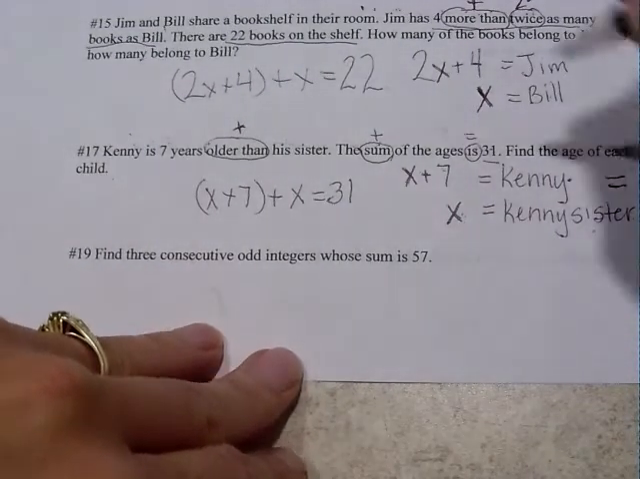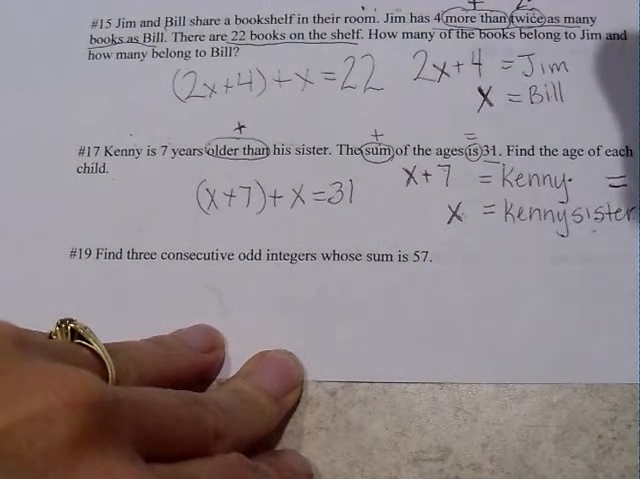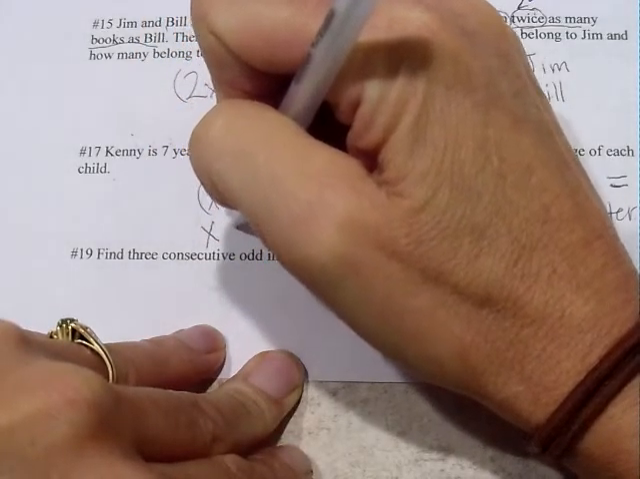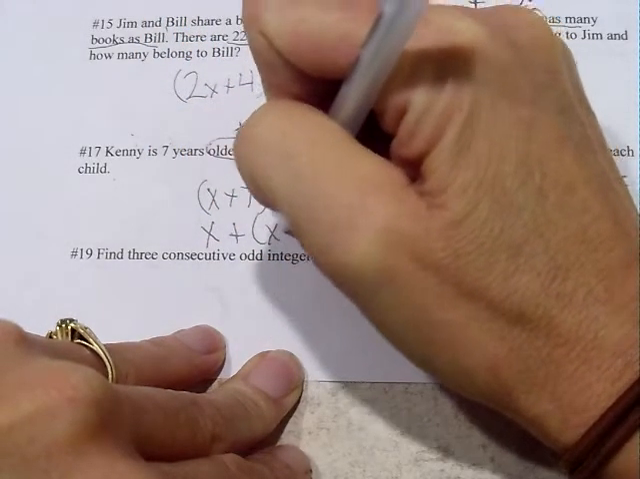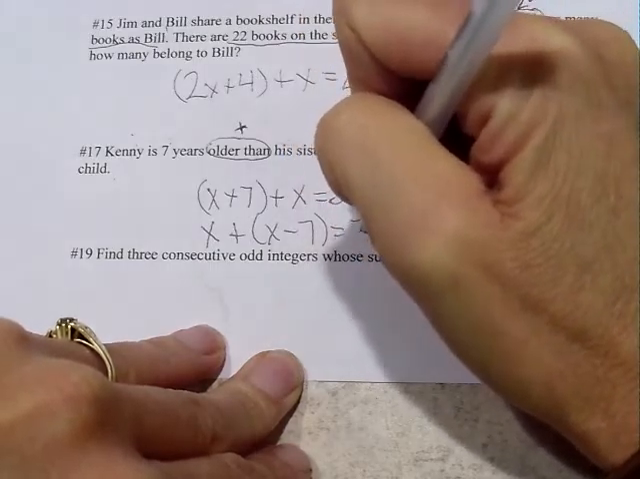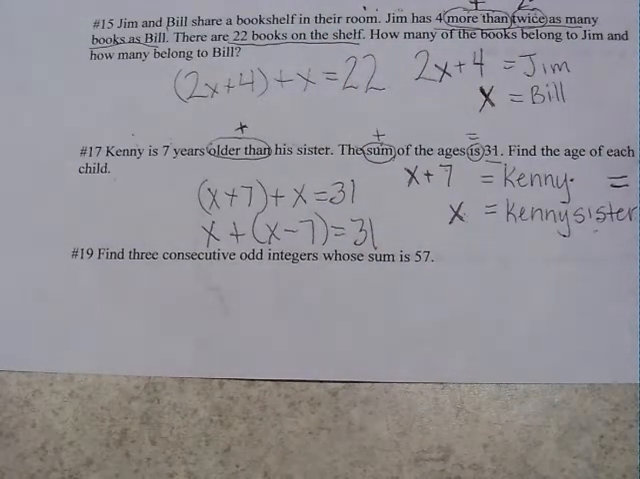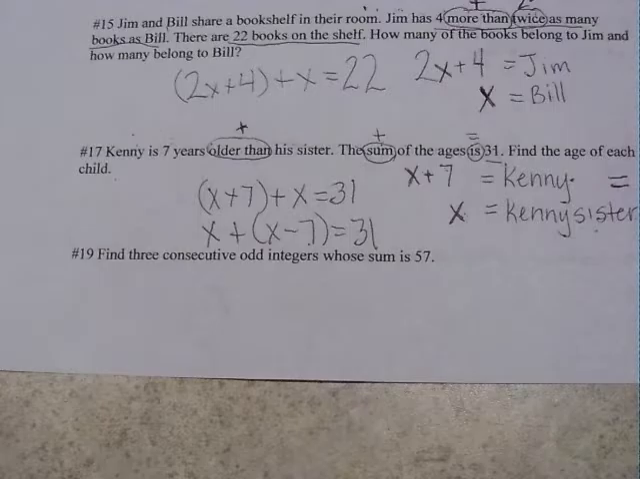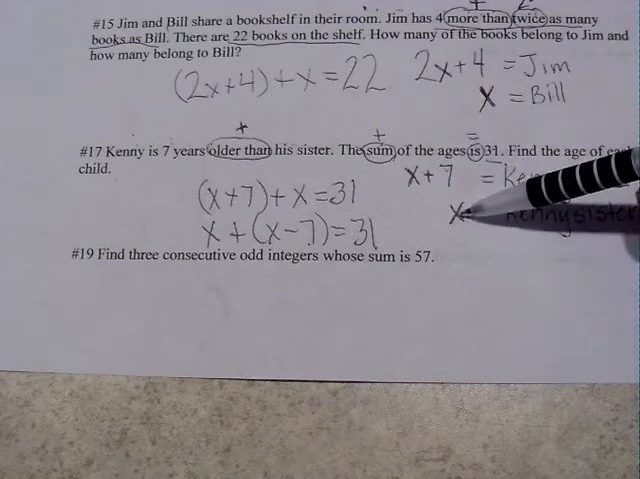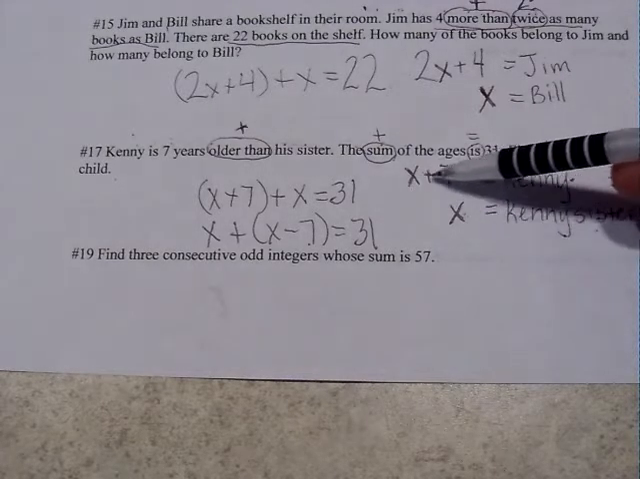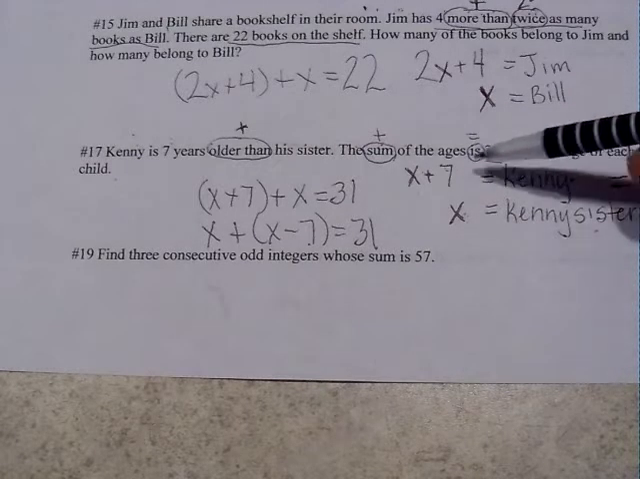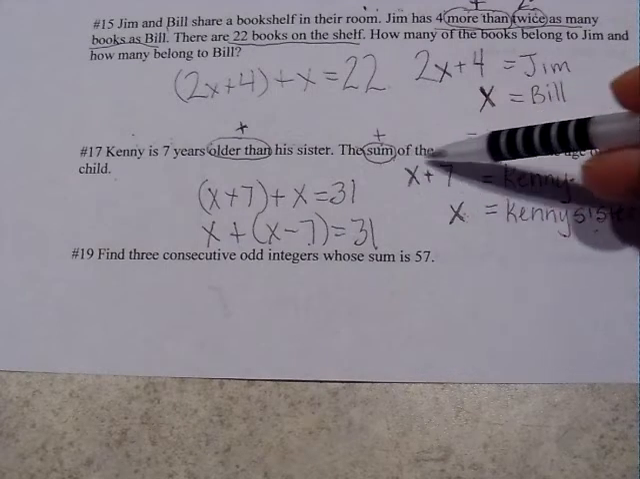If we write that equation out here, the sum of both of these again: x plus x minus 7 equals 31. So when you solve it, x is going to be a higher number because it's Kenny's age. And then you're going to subtract the 7 from it to get sister's age. When you do it this way, the x is going to be the smaller number, and you're going to add 7 to it to get Kenny's age. Don't let this mix you up. If it does, just delete that from your brain and stick with this.